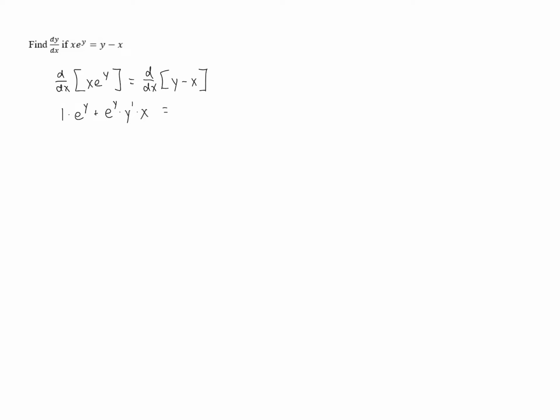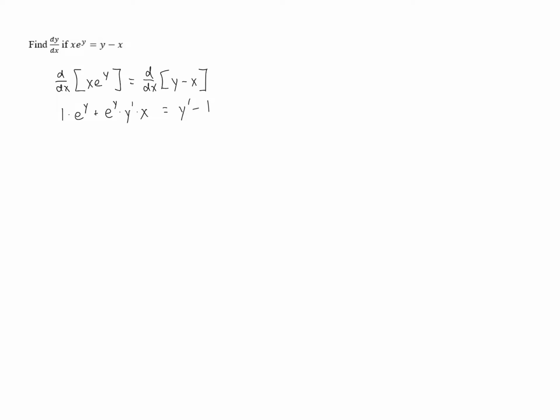Then on the right, the derivative of y is y prime minus the derivative of x is 1. So we've gone through and done our implicit differentiation. Now we need to get all of the terms with the y primes on the same side and all of the other terms on the other side. I'm going to do this one just a tiny bit differently. I'm going to move all the y primes to the right-hand side and the other terms to the left.